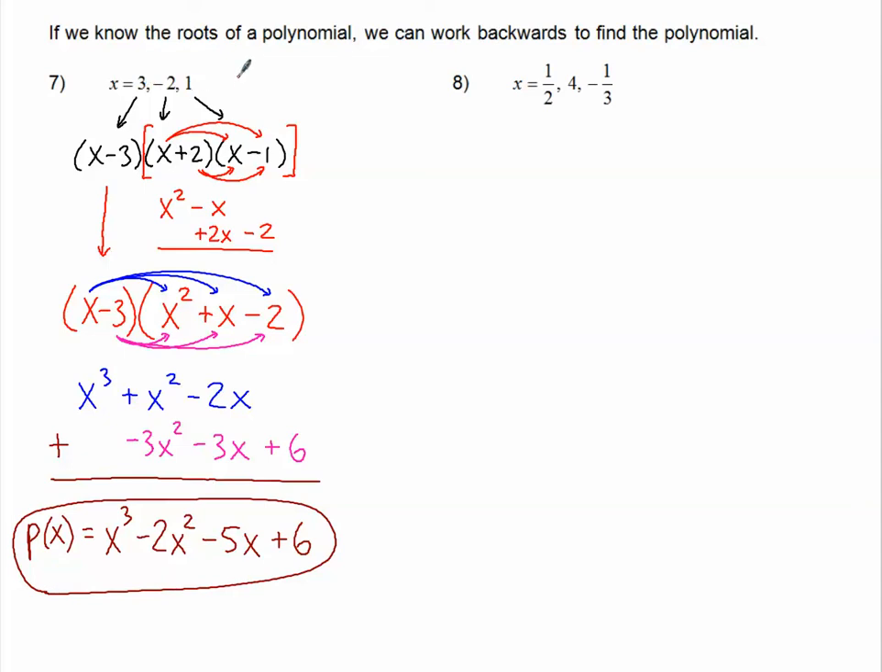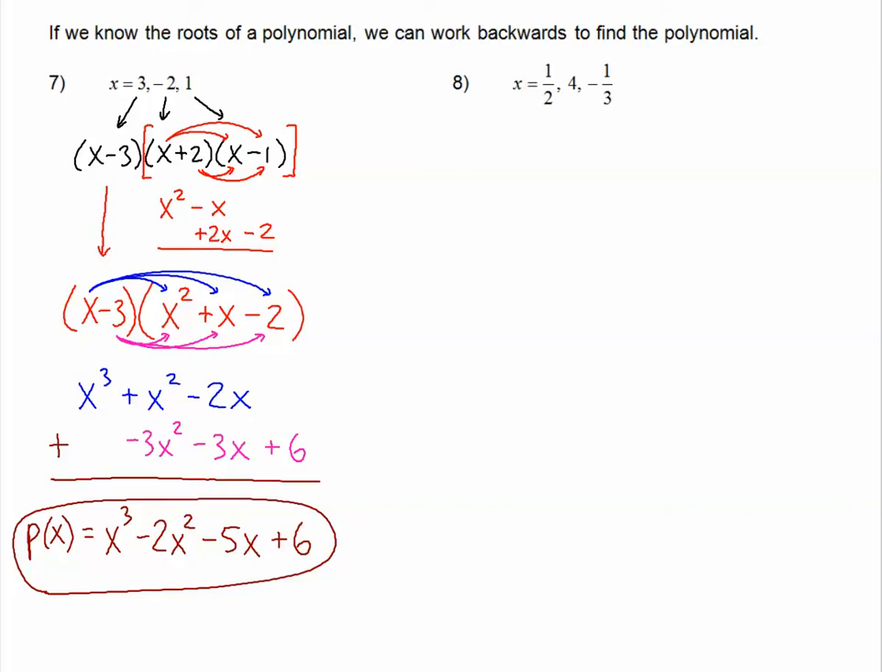And those are our steps. We're going to take the roots, convert them to factors, and then multiply all the factors together. I like to multiply the second two parentheses together first, and then take the first factor and triple distribute it into that. Get all our like terms together and put it in nice standard form.